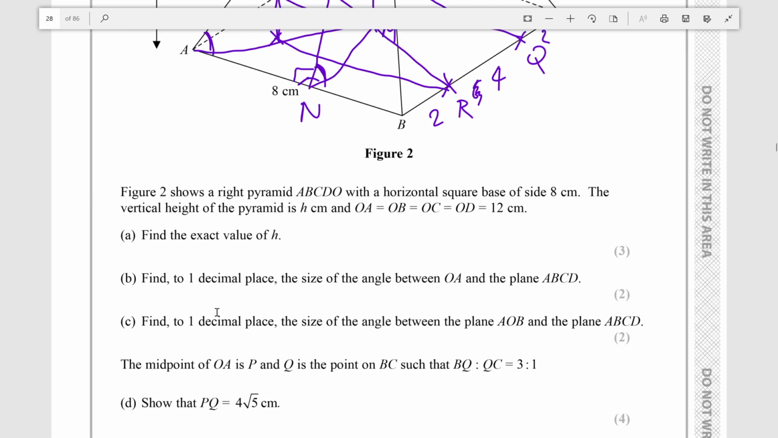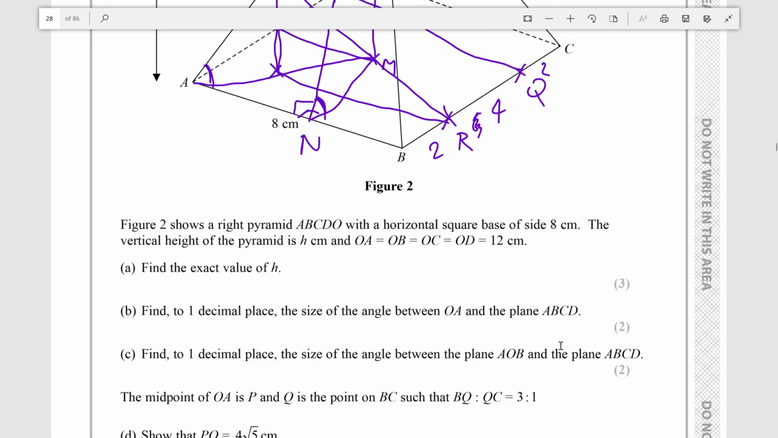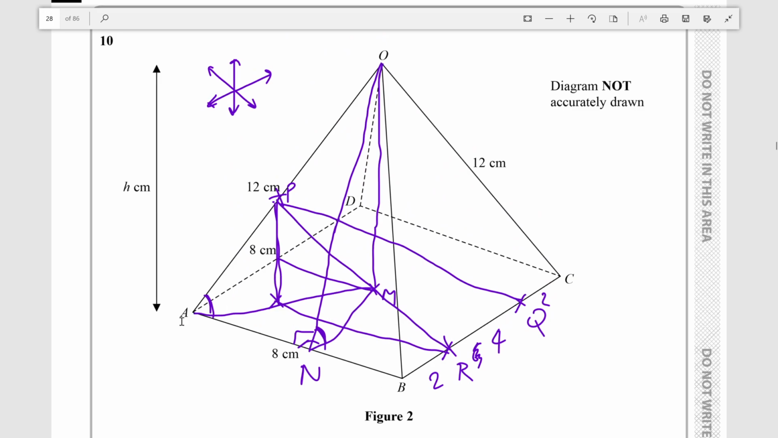Now, let's look at question C. Find to one decimal place the size of the angle between the plane AOB and the plane ABCD. So AOB and ABCD. Okay.